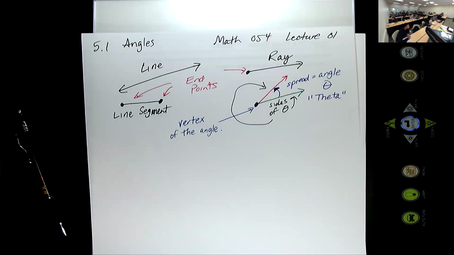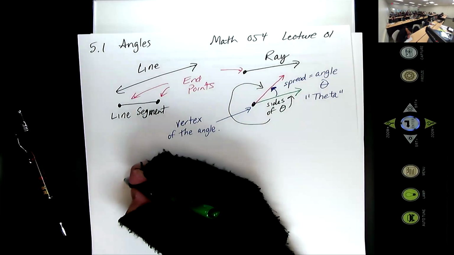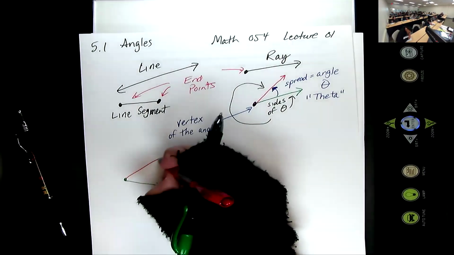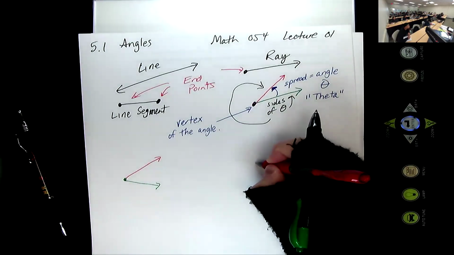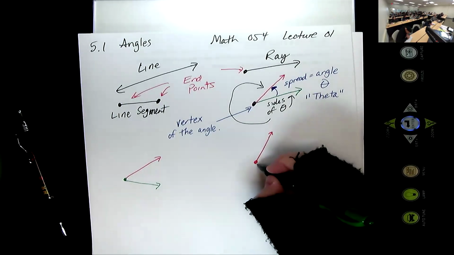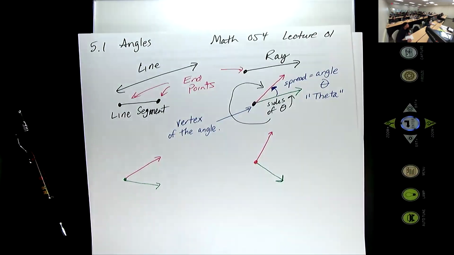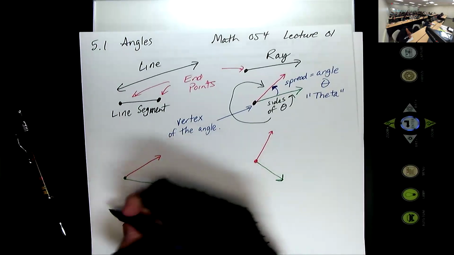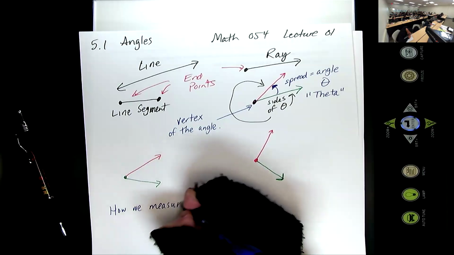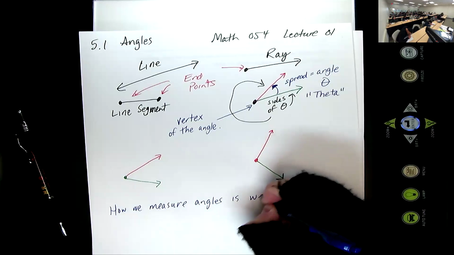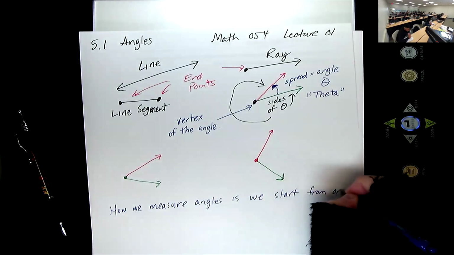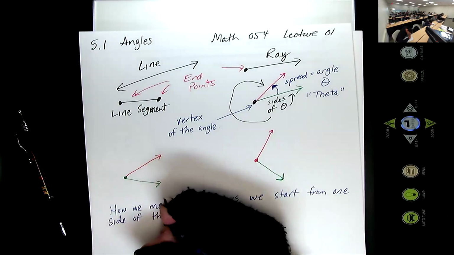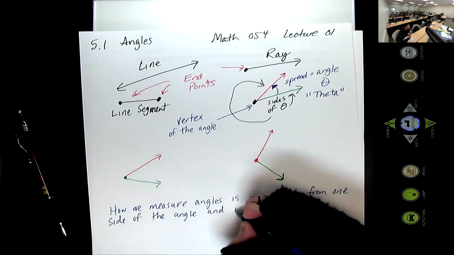So we have two ways that angle can be generated. And I'm deliberately making them at different spreads or different angles. How we measure angles is we start from one side of the angle and measure the rotation to the other side.